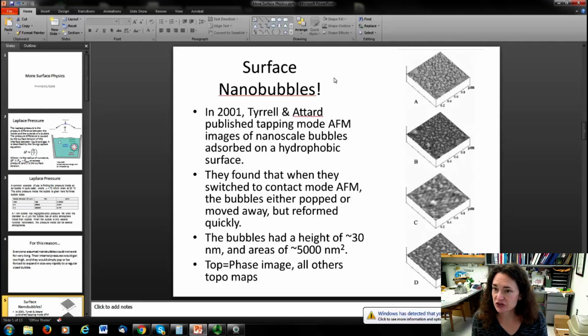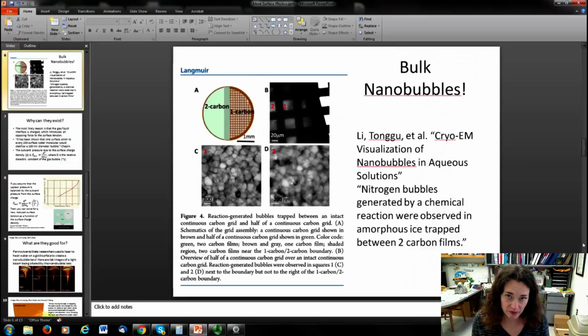Now in these images you see here, the top image is a phase image and all the others are height images, and so you can see the little bubbles being formed. These images are 1 micrometer on a side, so all the bubbles that you see here are nanoscale bubbles. Now, it gets a little bit better than that.